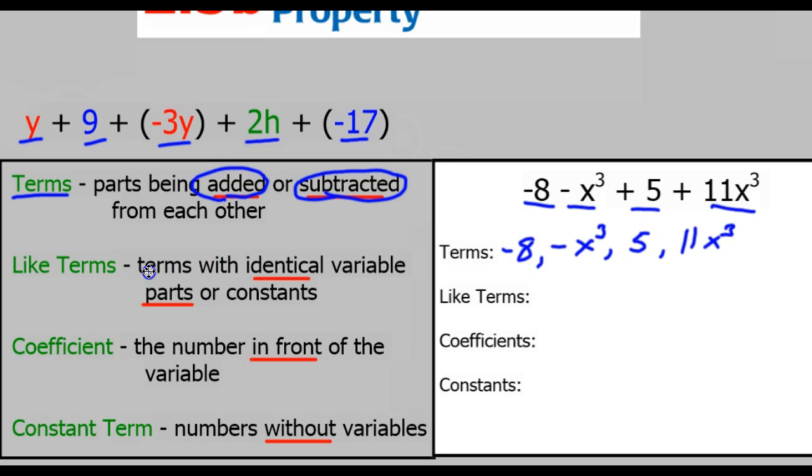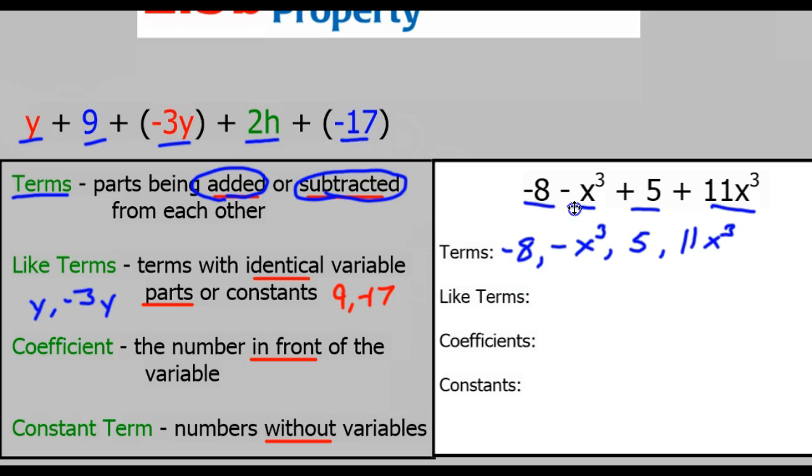The next one is like terms, terms with identical variable parts or constants. Up here we have 2 y's, so our like terms are y and negative 3y. Also our constants, 9 and negative 17, the ones that do not have a variable or a letter.